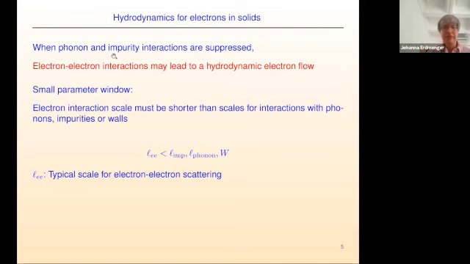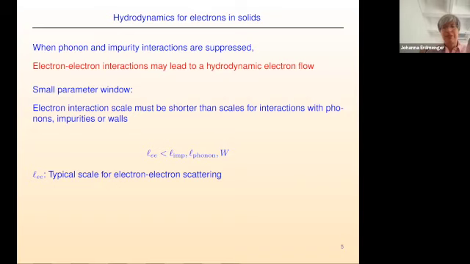So if they are suppressed, so we have a very clean material and we are in a particular region of temperature and density such that these electron-electron interactions are the strongest, then these electrons can be considered as forming a hydrodynamic flow. So they have this collective movement through the solid. And that's, of course, a very interesting phenomenon. It's also very useful for technology, because if there's this collective flow, then the resistance is supposed to be smaller than without hydrodynamic flow.